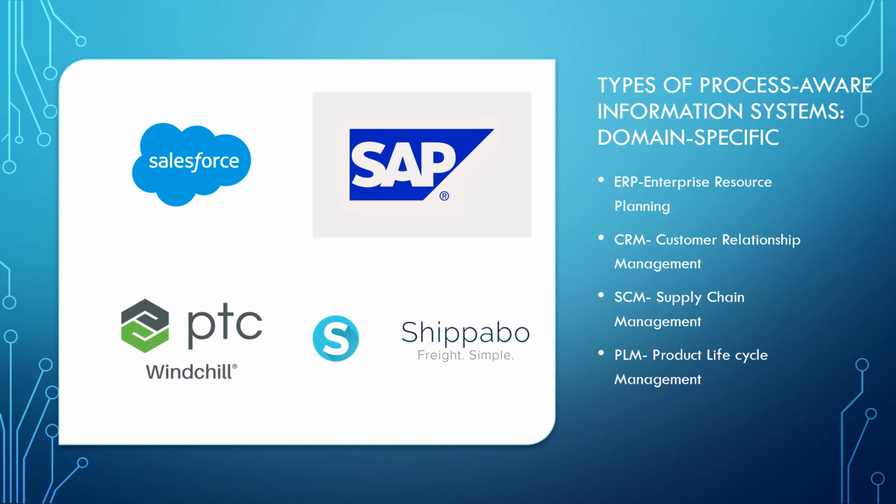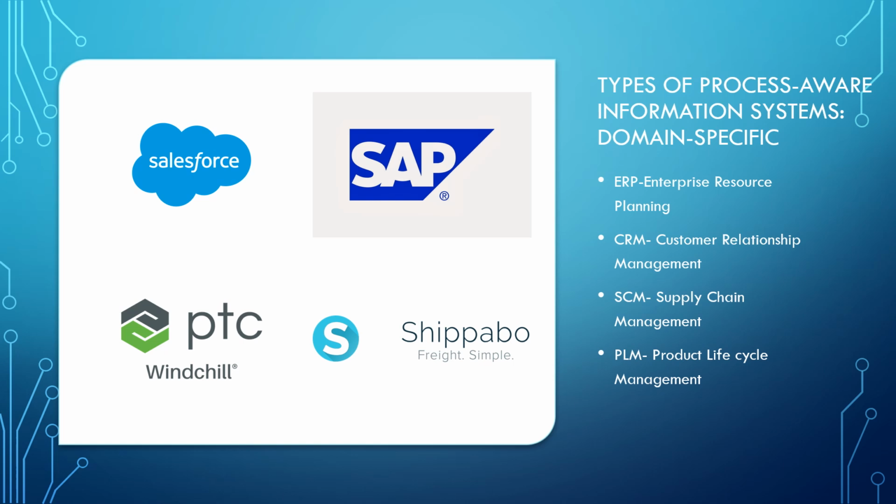Supply chain management. So supply chain management manages logistic operations, supports freight, warehousing, and inventory management. Key supply chain processes are order to delivery and return to refund. And examples of those are Shippable and Epicor Kinetic.